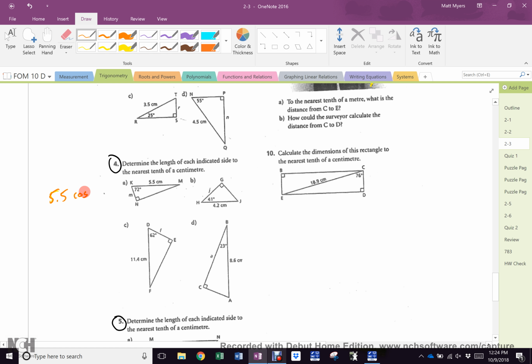5.5 cos 72. What's the answer? It's on the page. I don't care. What are you doing for B? 4.2 cos 41. What are you doing for C? It's the exact same question, ladies and gentlemen. Notice the pattern, please. 11.4 cos 62. What about this one? 8.6 cos 23. Now, please, ladies and gentlemen, notice.